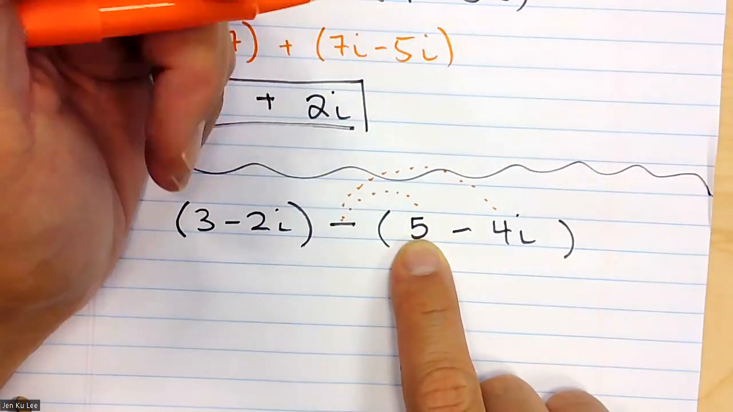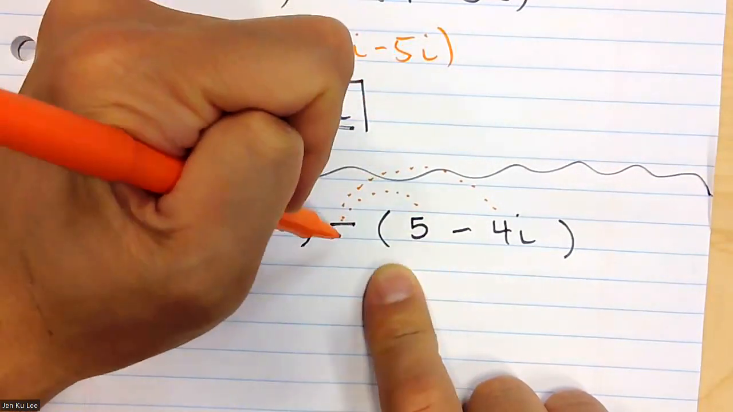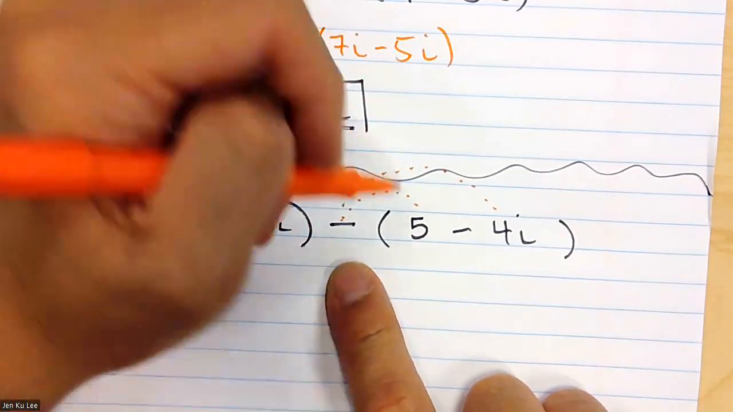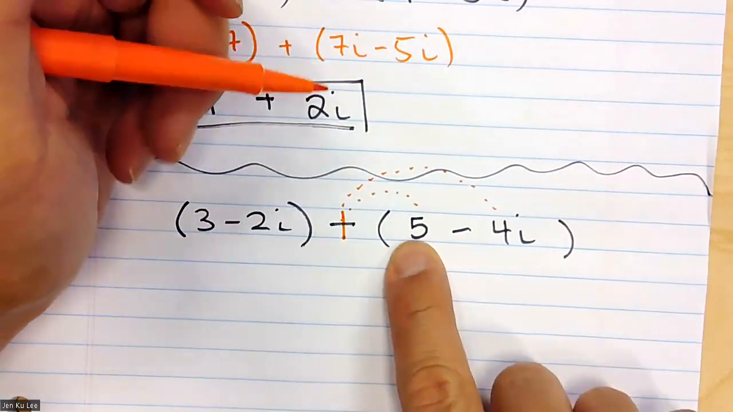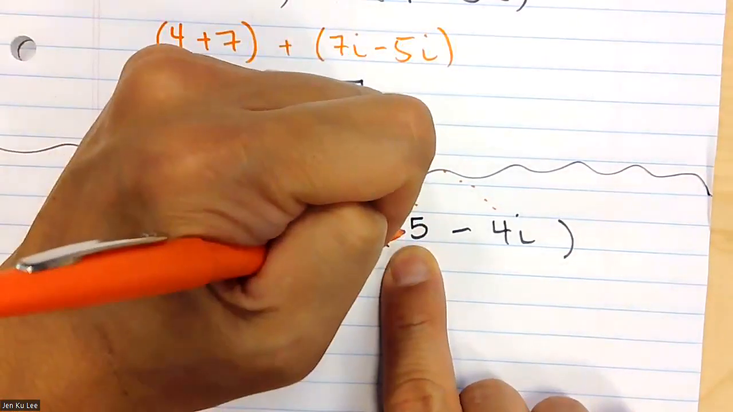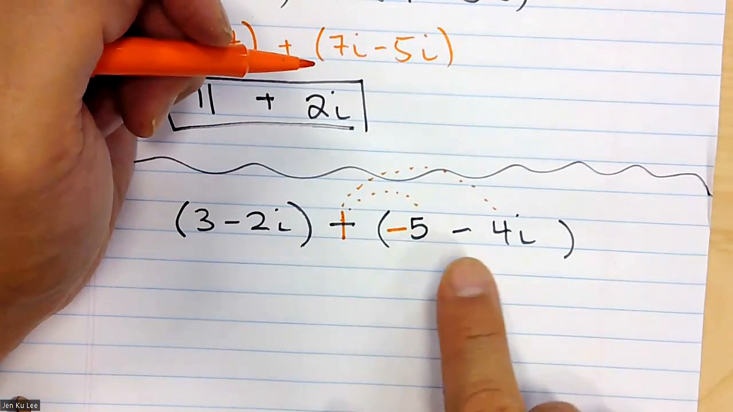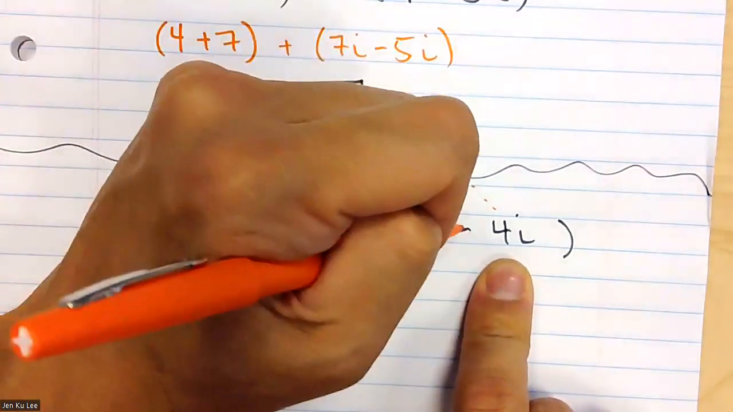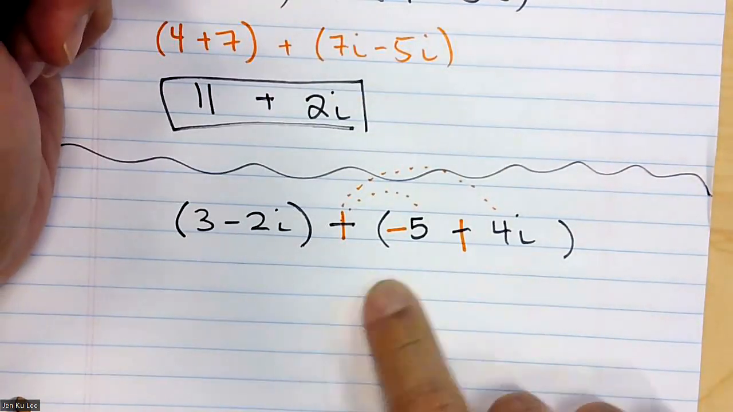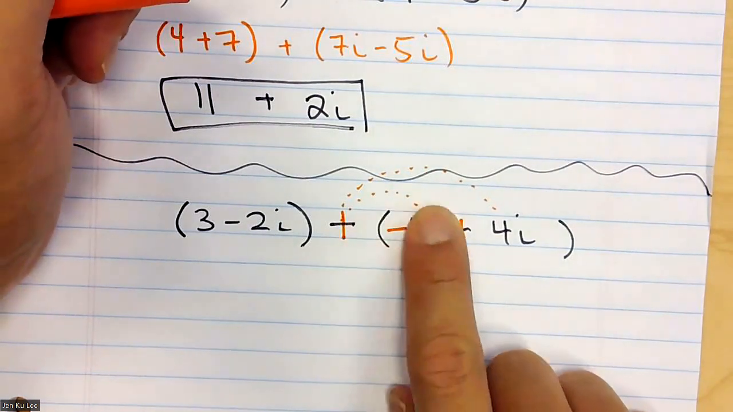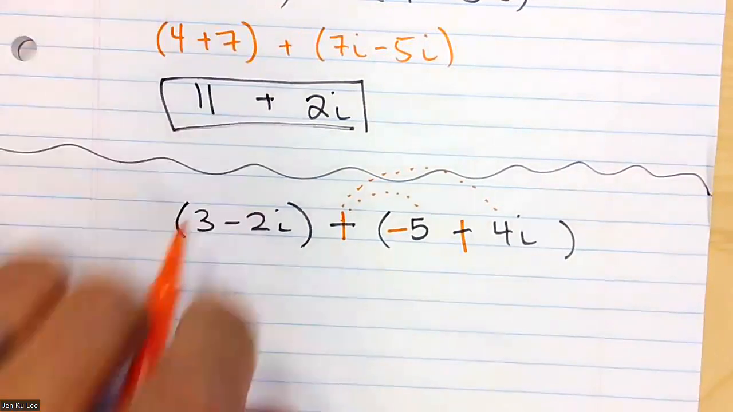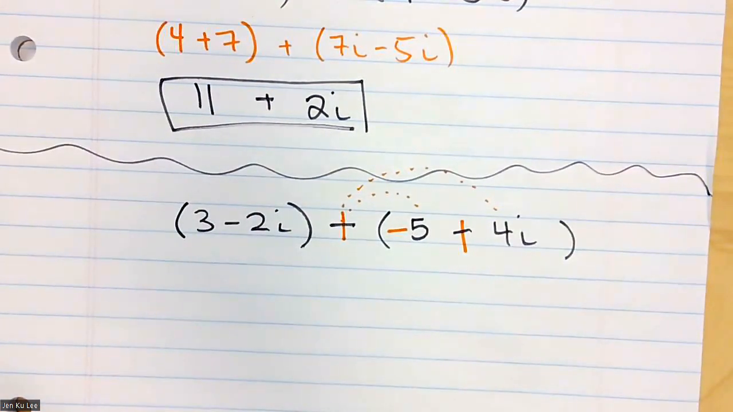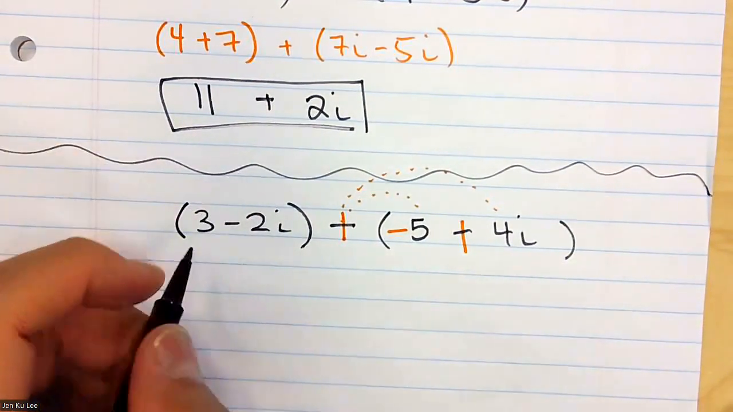Or what we can do is we can just switch the signs. Since this is a minus, I'm going to turn it into a plus. Since this is a positive, I'm going to turn it into a negative. Since this is a negative 4i, I'm going to turn it into a positive 4i. If I do that, I'm literally distributing out the negative. So that's the same thing. If you just change up the signs, then you should be good.